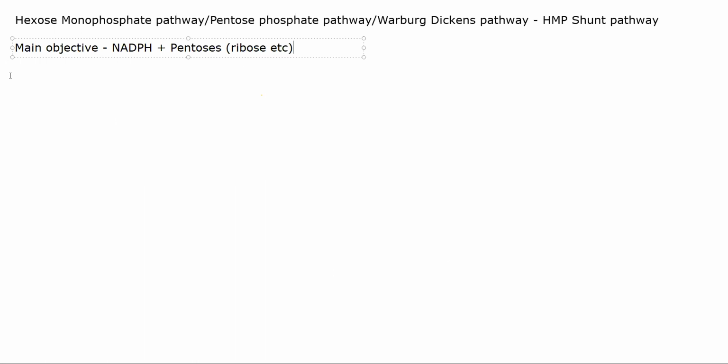I'll write down the importance of NADPH once again. Importance of NADPH. Why do we need NADPH? So we are trying to take one glucose molecule and oxidize it and get a few products from it. Those products will be NADPH and pentoses. That is why your body performs the HMP shunt pathway. Now, NADPH is responsible for a few important things.